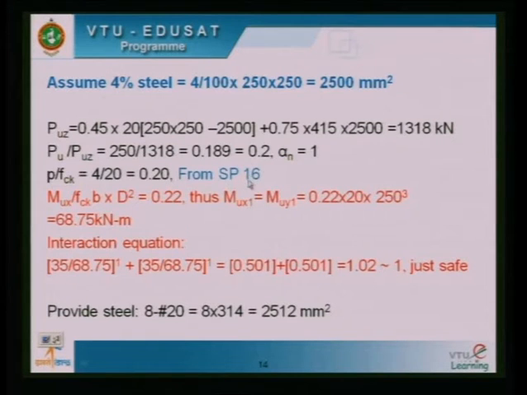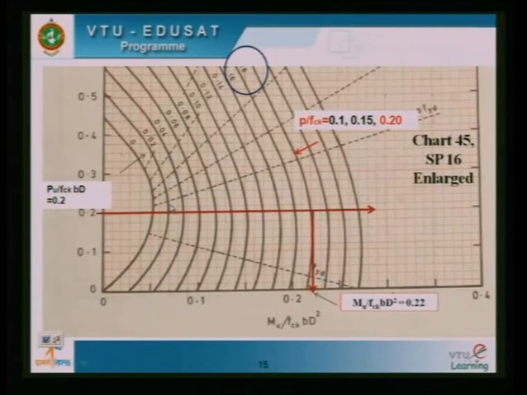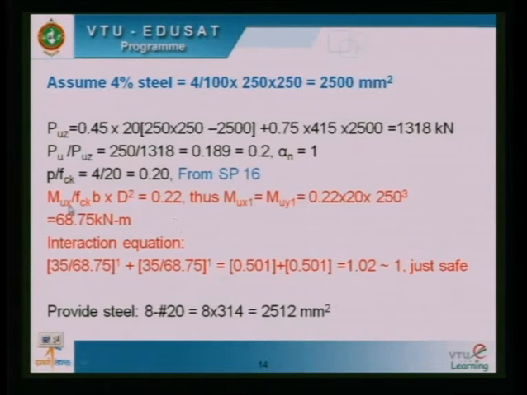So therefore from the same graph in SP16, what is the Mux by fck bd square? It is nothing but 0.22. Let us see how that 0.22 can be obtained. So from the same interaction chart, going to this particular graph, this is the graph corresponding to 0.2. We can see here 0.12, 0.14, 0.16, 0.18, and this is the graph corresponding to 0.2. In fact, you can't see it in my graph, but this is the curve you can see, and from that point, if you go down and pick the value as 0.22, you will be able to calculate that Mux.